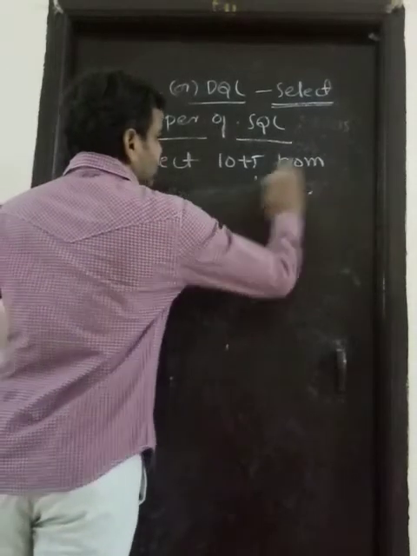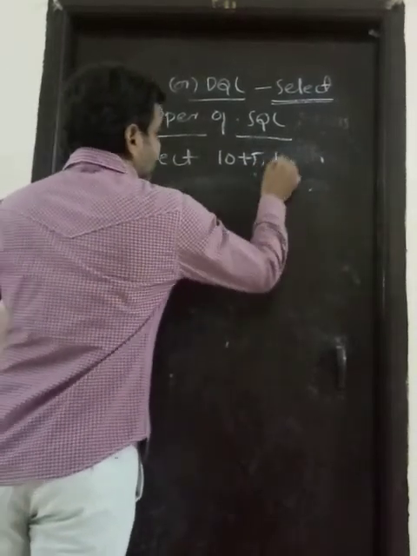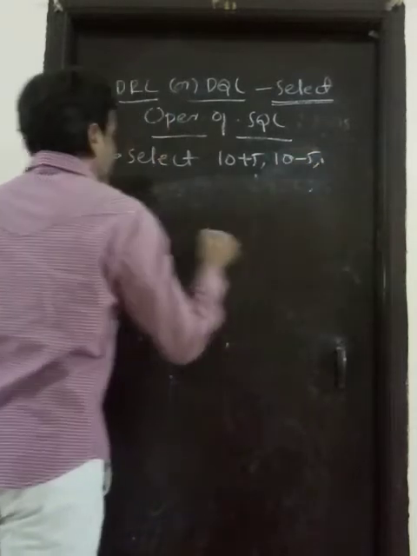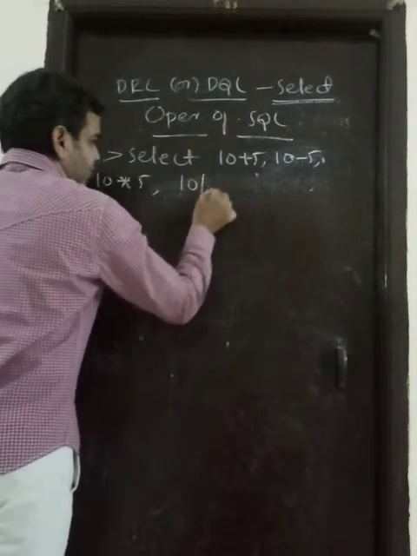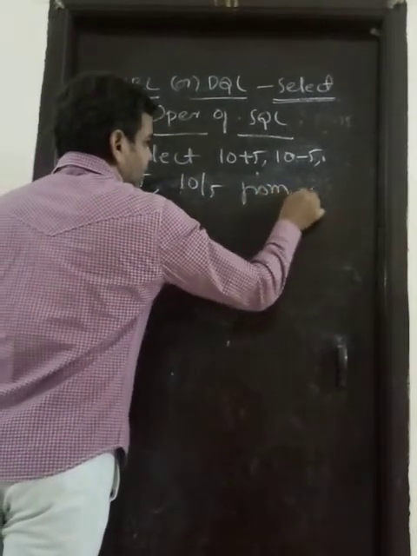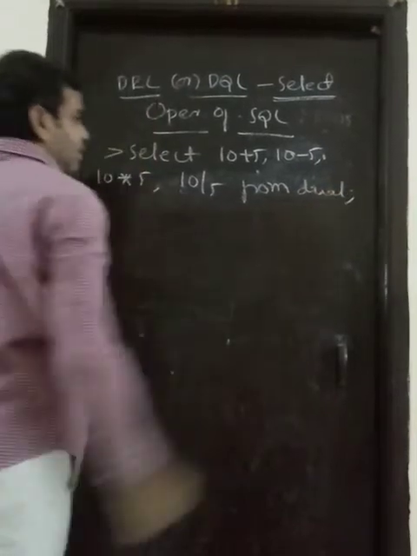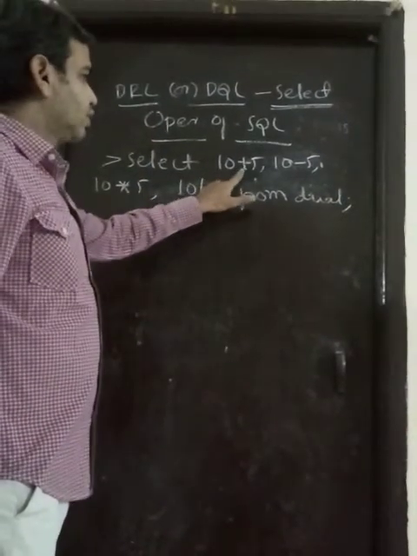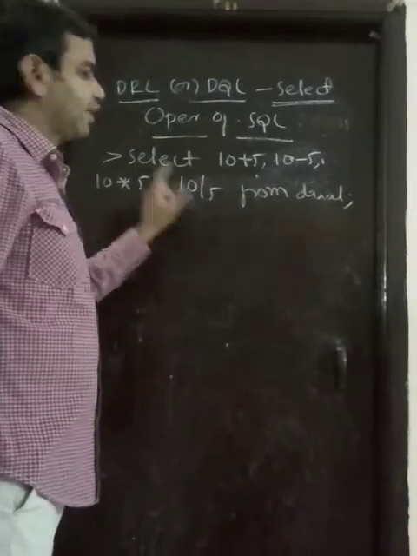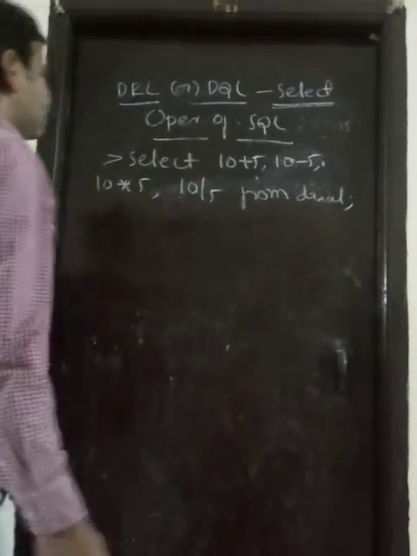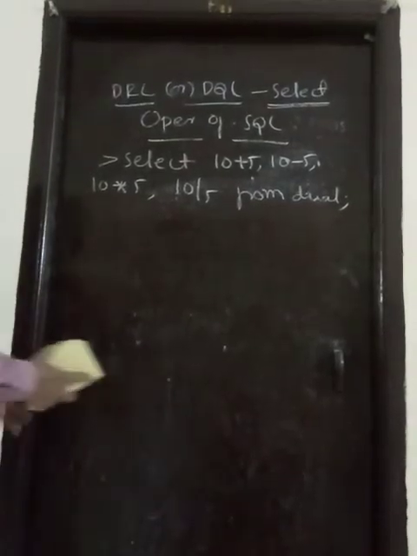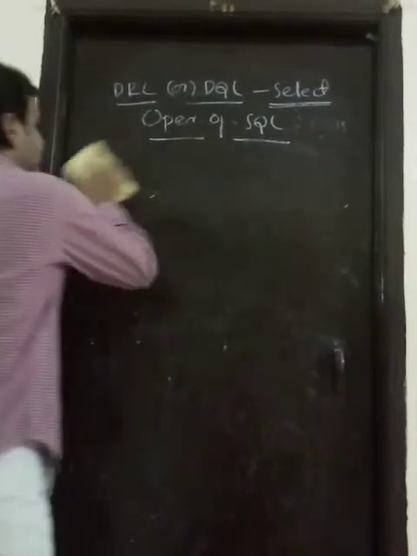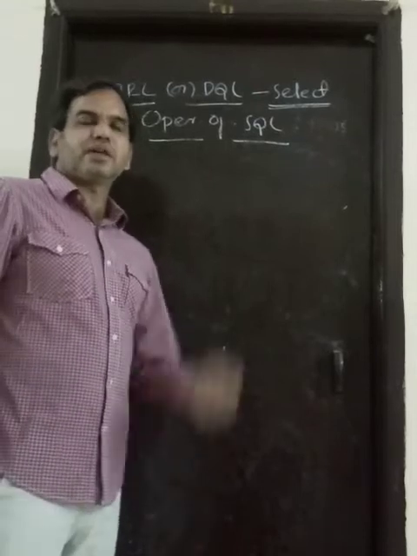So select 10 plus 5, comma, 10 minus 5, comma, 10 into 5, comma, 10 by 5 from dual. In a single command all the operations are performed. So 10 plus 5 will display 15, then 5, 50, and 2.2. Okay, right. Now we will see examples on relational operators. Relational operators are nothing but greater than or equal, less than or equal.